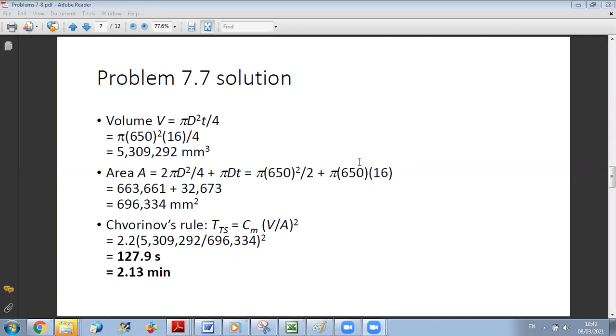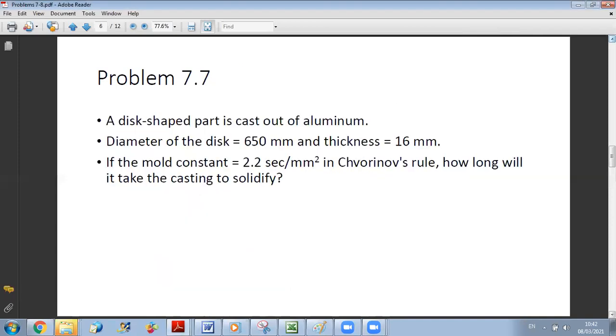Any question on this problem? Yes, Naaman, concerning the area, even if it's not a closed mold, if you consider an open mold, you also have the area of interaction with the ambient. It's right that in general this formula, Chvorinov's rule, is considered for closed molds. But if they don't specify anything, you can use the same rule.